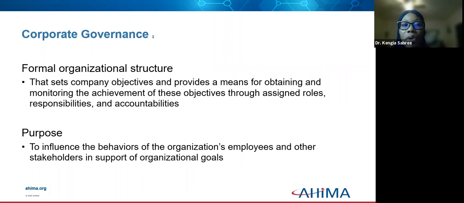A formal organization structure sets the company's objectives and provides a means for obtaining and monitoring the achievement of these objectives through the assigned roles, responsibilities, and accountabilities. The purpose of corporate governance or organizational structure is really to influence the behavior of the organization's employees and other stakeholders in support of the organization's goals.